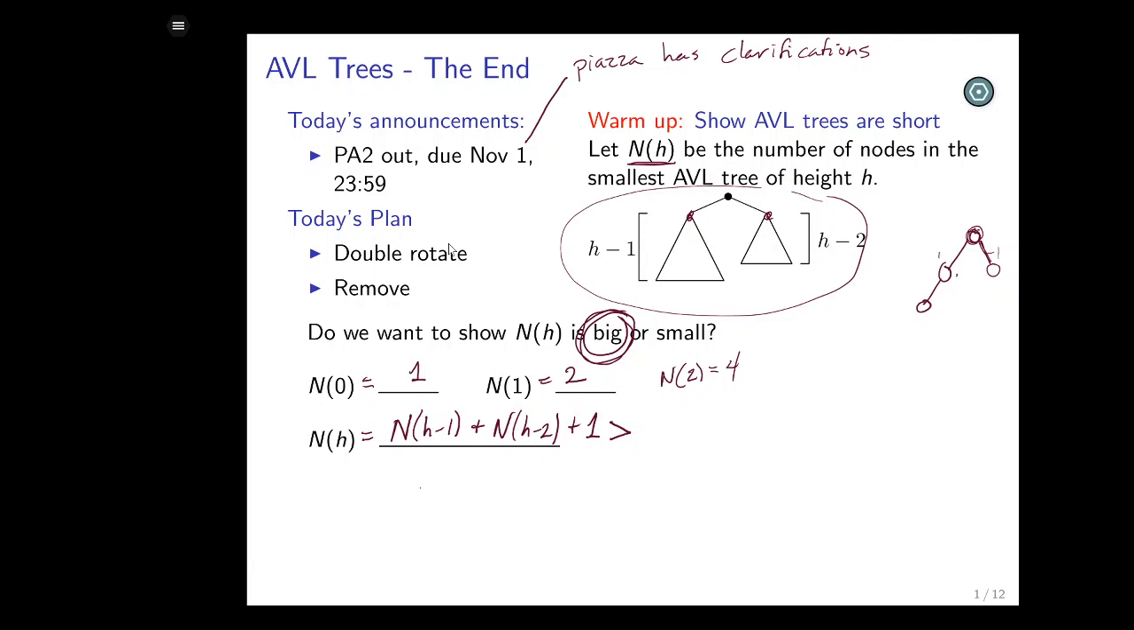What I'm doing here is simplification. I'm simplifying the recurrence because I don't want to solve the recurrence exactly. You guys are going to solve the recurrence exactly on your homework. But in class, I'm just going to solve a relaxed version of this recurrence. How would you like to relax this? What would be a nice recurrence to solve? It's certainly bigger than 2 times N of H minus 2.